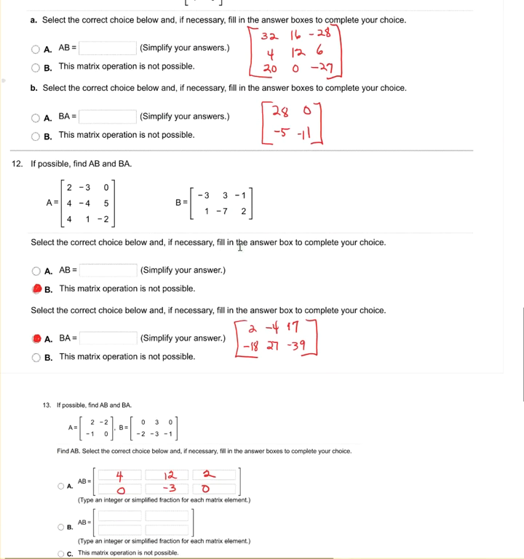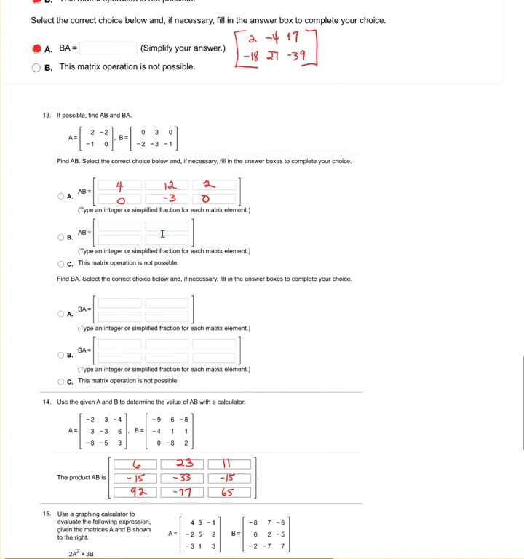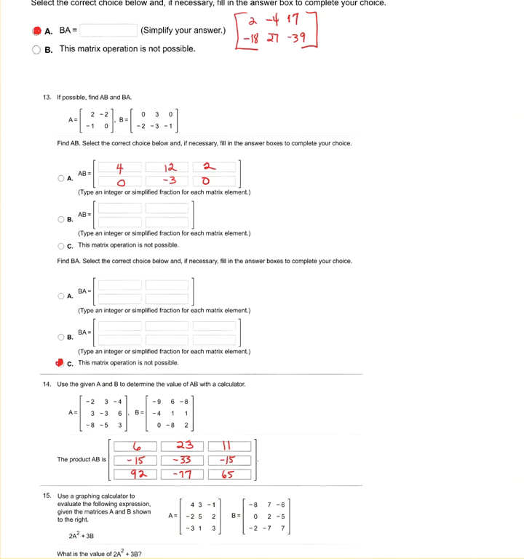Number 12 is the same way. We'll look here. Okay, the number of columns is 3, the number of rows is 2, so that's not possible. But going the other way, number of columns is 3, number of rows is 3, so we can do B times A, and you could do that in your calculator. All right, so number 13, we've got find possible if it's AB times BA. So number of columns here is 2, number of rows here is 2. That multiplication is possible, and you would put it here.